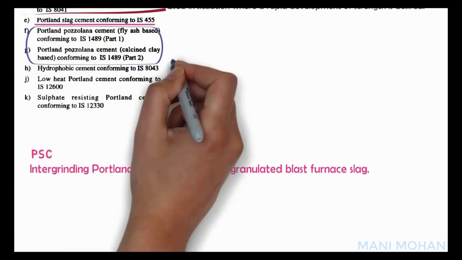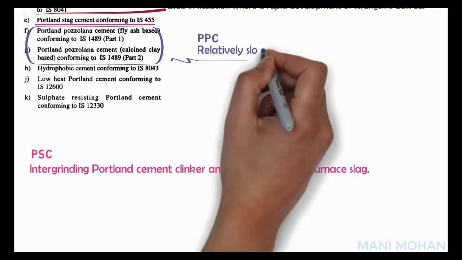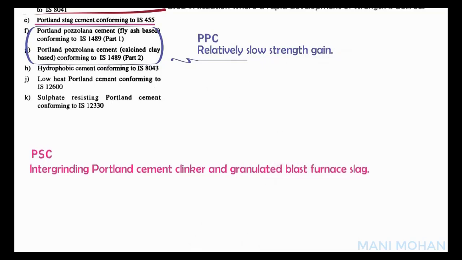Portland pozzolan cement. So we can have two types. One is fly ash based and another is calcined clay based. These both materials are pozzolan, that is a mineral admixture containing silica, and is added to Portland cement to get Portland pozzolan cement. These cements hydrate and gain strength relatively slow and therefore require curing over a comparatively longer period. They are suitable in situations where a low rate of heat of hydration is desired.